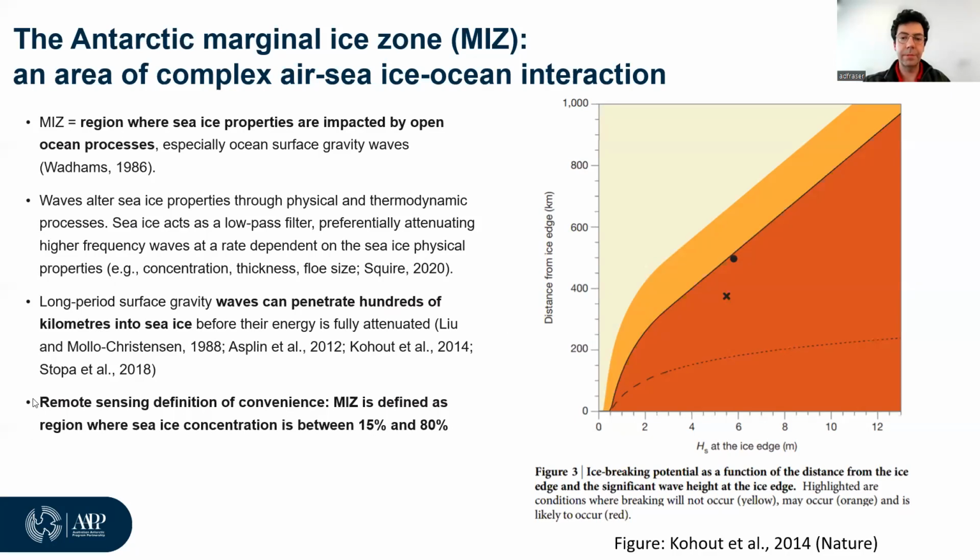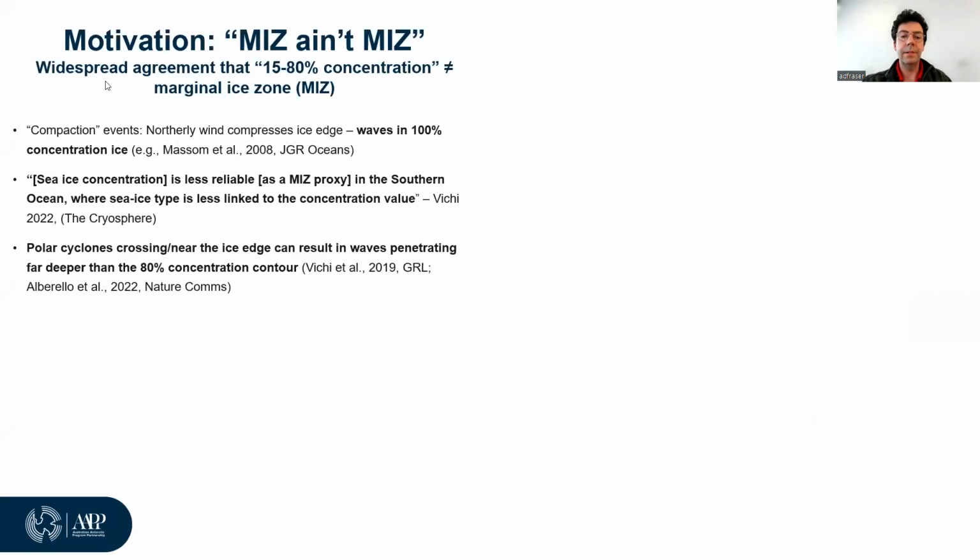But unfortunately, we have a widely used definition of the marginal ice zone which doesn't relate to this physical definition. The marginal ice zone, from a remote sensing point of view, is defined as where the concentration is between 15 and 80%. On the next slide, I point out all the problems with this. I think recently there's become even more widespread agreement that the 15 to 80% concentration doesn't necessarily equate to regions of ice impacted by their proximity to the ocean.